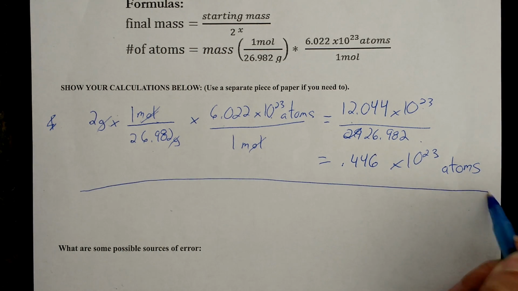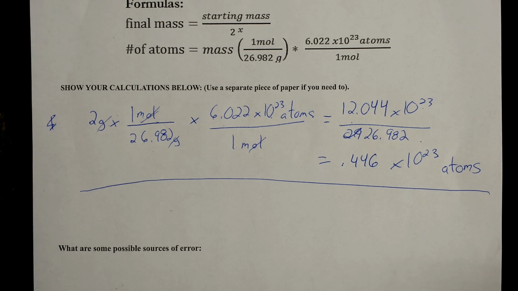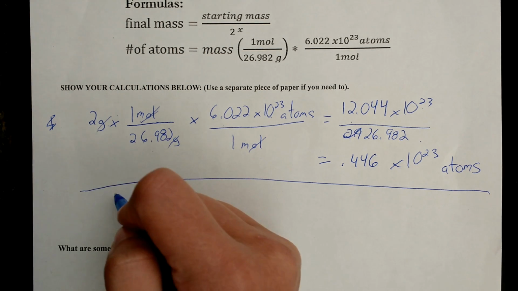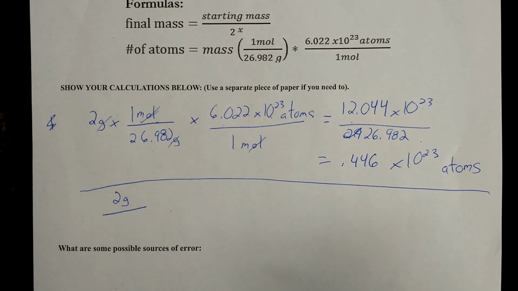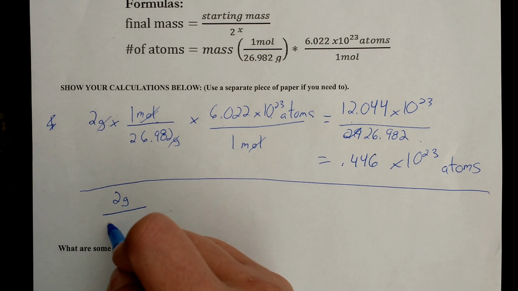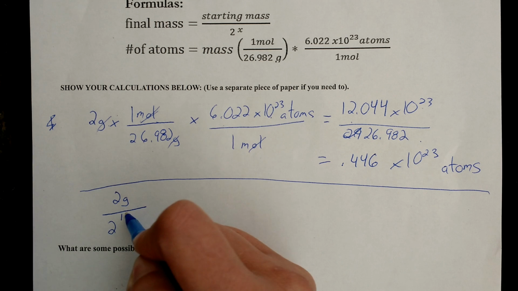Now, there's an additional calculation to find the mass of that teeny bit of aluminum at the end. What you need to do is take your initial mass, which was 2 grams. Well, it's going to be different for everybody. I'm saying 2 grams. And divide it by 2 raised to the number of cuts.